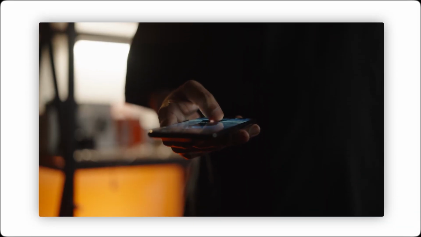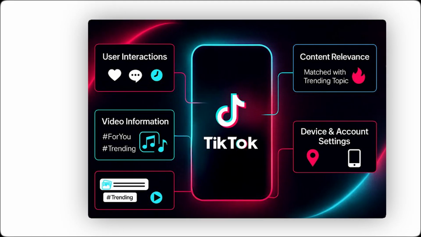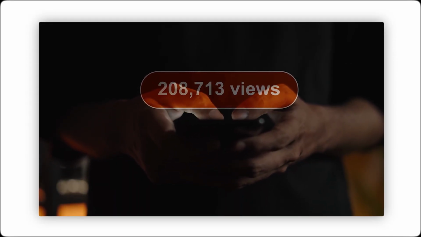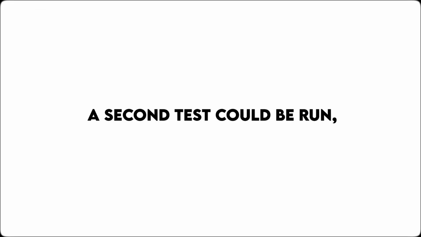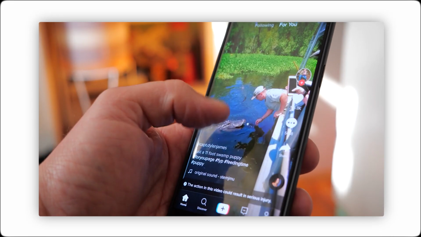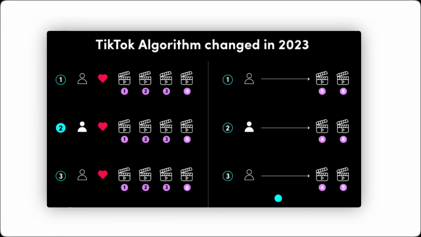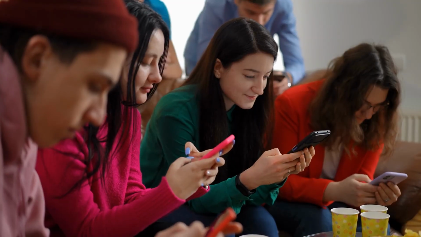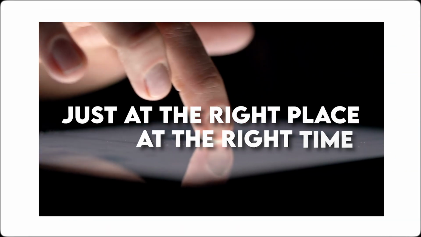This is why posting time still matters, even on an algorithm-first platform. Putting a video in front of the right initial audience makes the first test easier to pass, since the early signals come in stronger and faster. Don't panic though, sometimes it takes time. A second test could be run, or the video might suddenly find the right cluster. This time, the algorithm will push it further. Most videos don't survive the first one. The ones that do often look, in hindsight, like they were always going to perform, when really they were just at the right place at the right time.